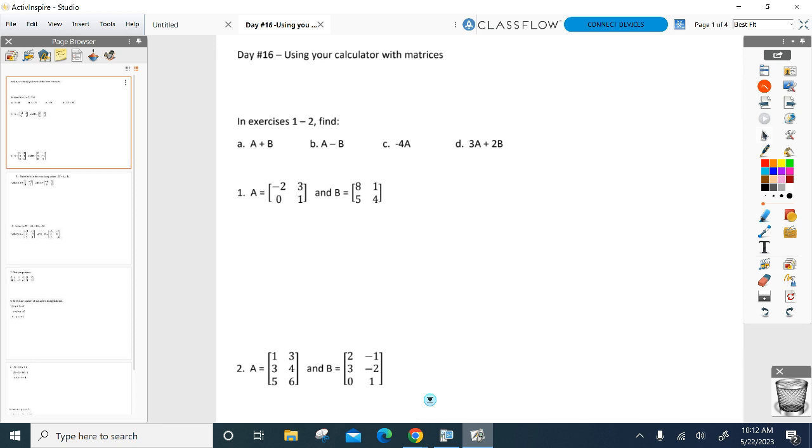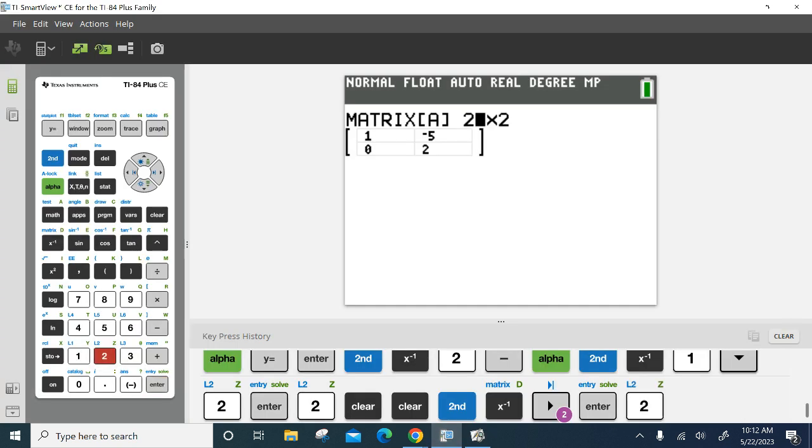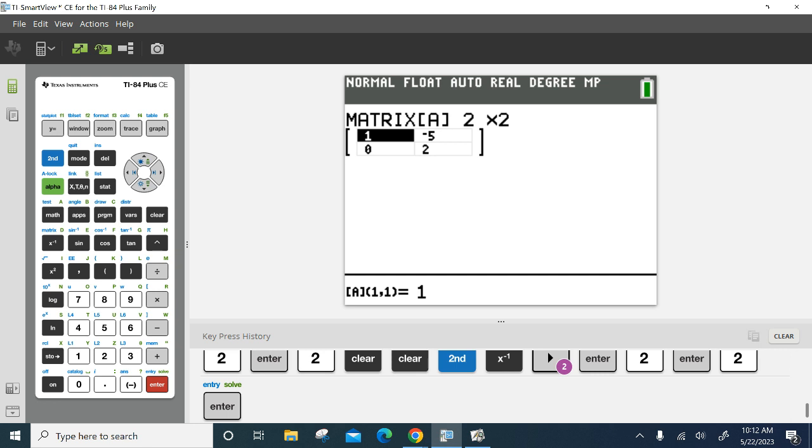You do need to know how to name the size of it. What size do I have here for matrix A? Okay, so I can type in 2 by 2, and you'll see, hey, it makes a 2 by 2 for me. And all I need to do now is type in the numbers correctly.